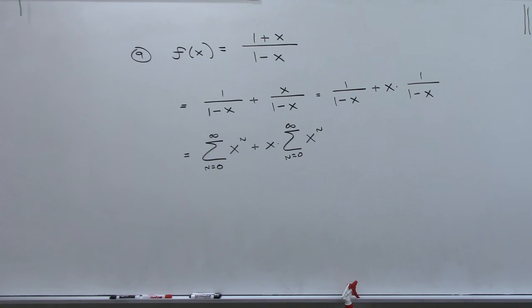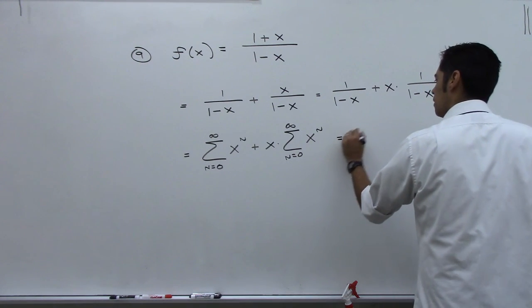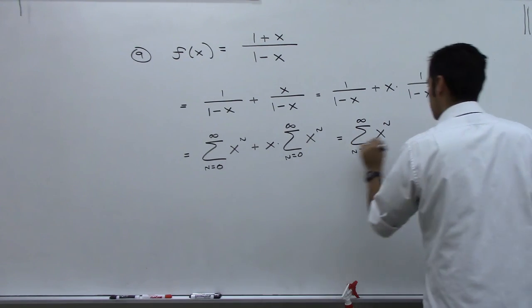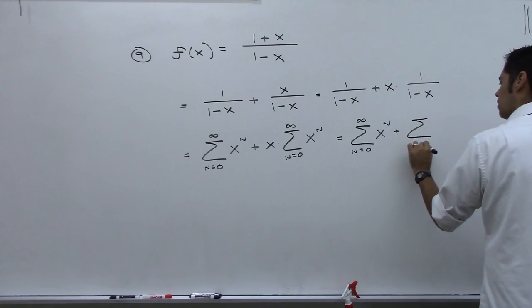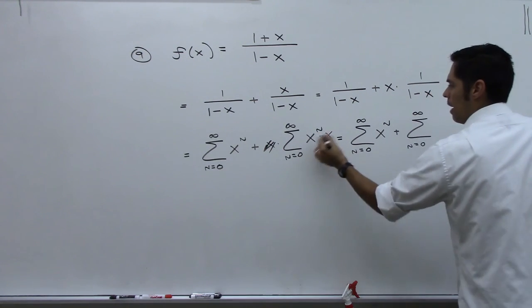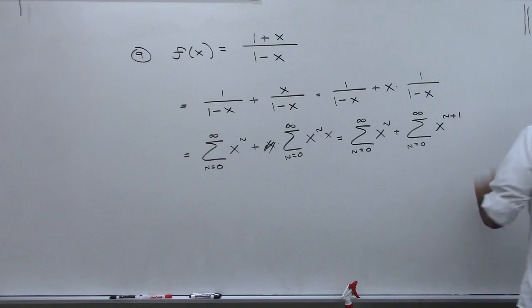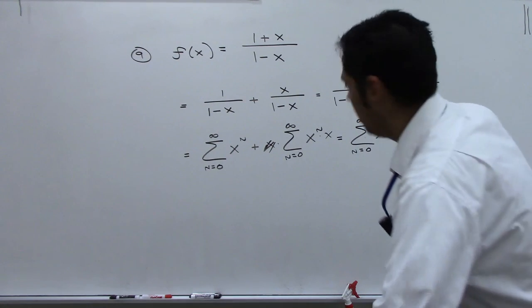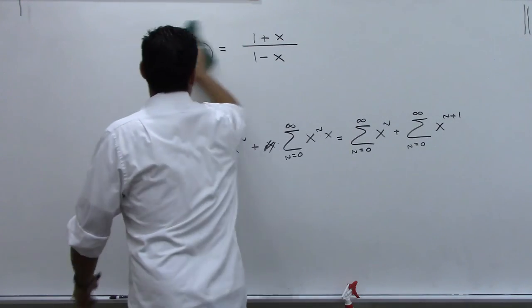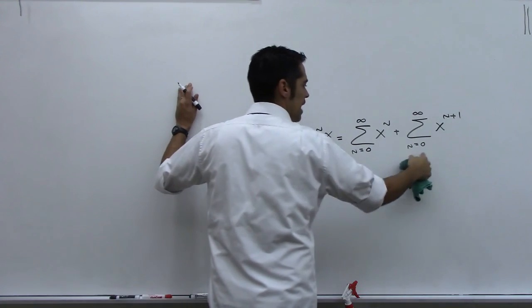What can I do here? Look at this. Sum n equals 0 to infinity x to the n, that's this one, plus sum n equals 0 to infinity, when I bring this x back in right here, I add the exponents, I get x to the n plus 1. So my goal now is to try and put this into one series if possible. So let's just look at what's happening here. This is something kind of cool. These almost create the exact same thing.